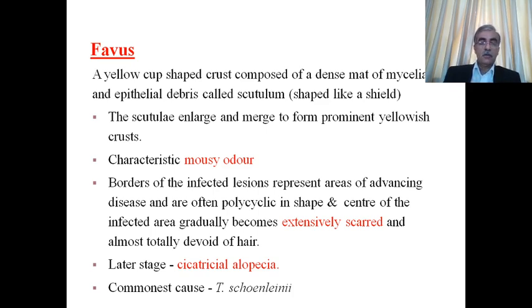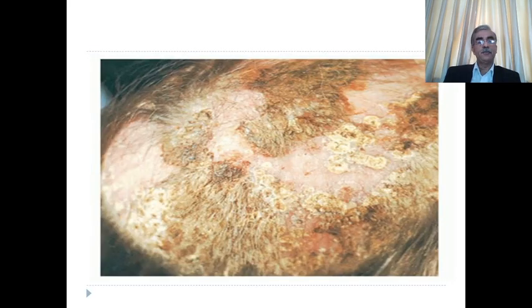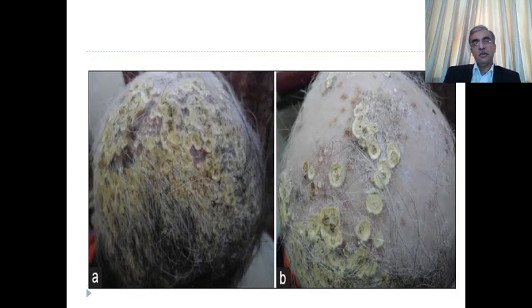Then the commonest causative fungus is Trichophyton schoenleinii. You can see the yellowish crust over the scalp and total hair loss, if it is not diagnosed early and not treated properly. So scarring alopecia is there. Again, you can see these yellowish cup-shaped lesions of Favus, with characteristic smell also there, because these are seen in patients who keep on using a cap on their scalp.